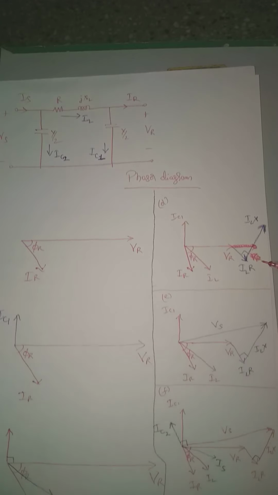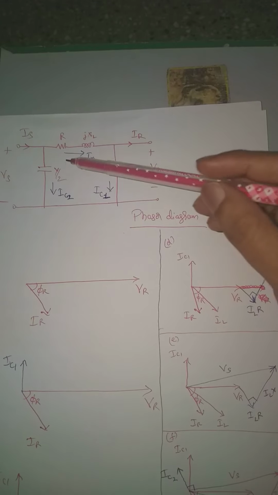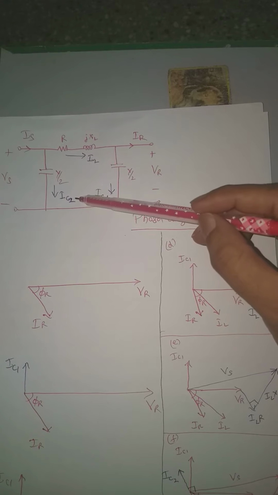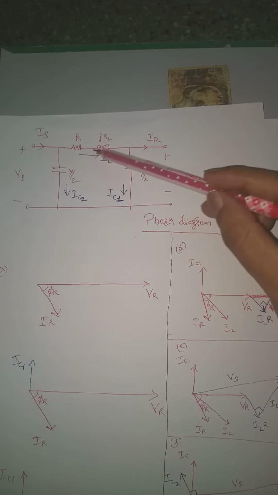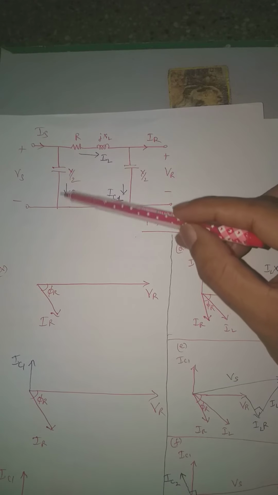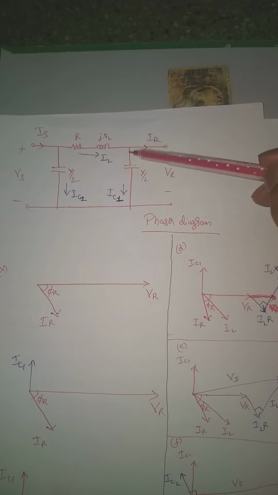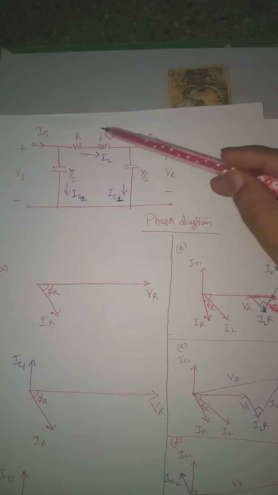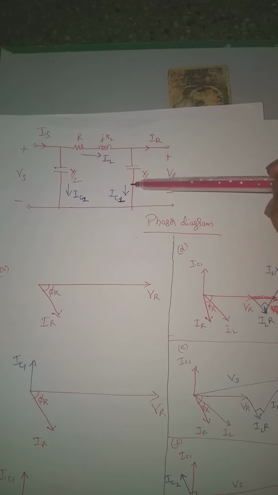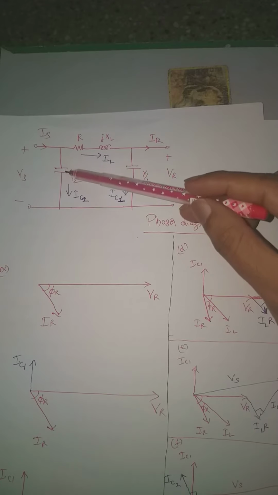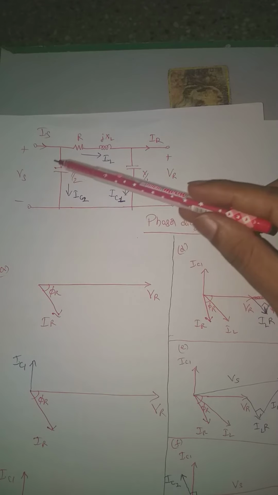Next step, if you apply KVL in this particular loop, the voltage across this capacitor plus the voltage across this particular line will give me the voltage across this capacitor. Voltage across this capacitor is VR. Voltage across the line is already found, and if you add these two voltages, you should be getting the voltage across this capacitor, which is Vs.